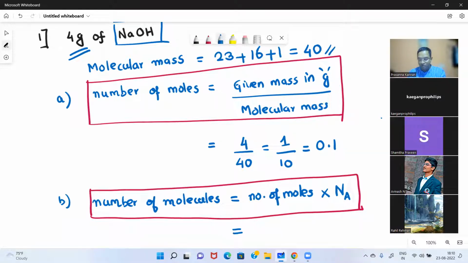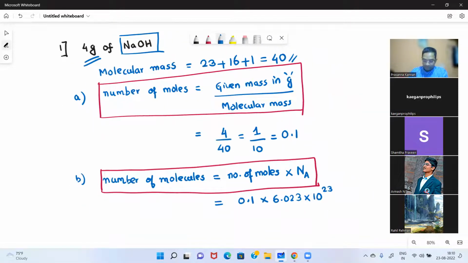So the number of moles in this case is 0.1, into Avogadro number. What is Avogadro number? 6.023 into 10 to the power 23. That's going to be the Avogadro number, right? So this is nothing but 1 by 10. 1 by 10 multiplied by 10 power 23 will be 10 power 22. So the answer will be 6.023 into 10 to the power 22, right? So very simple. How do you find the number of moles? Given mass in grams divided by molecular mass, step 1. If you want to find out the number of molecules, it is very simple. It is the number of moles into Avogadro number, all right?